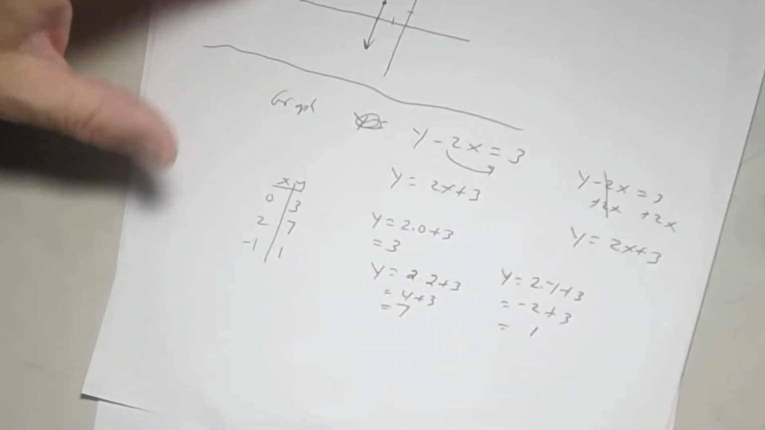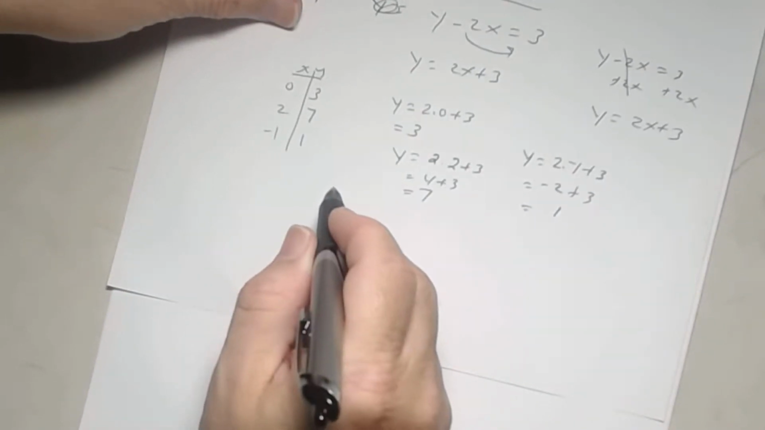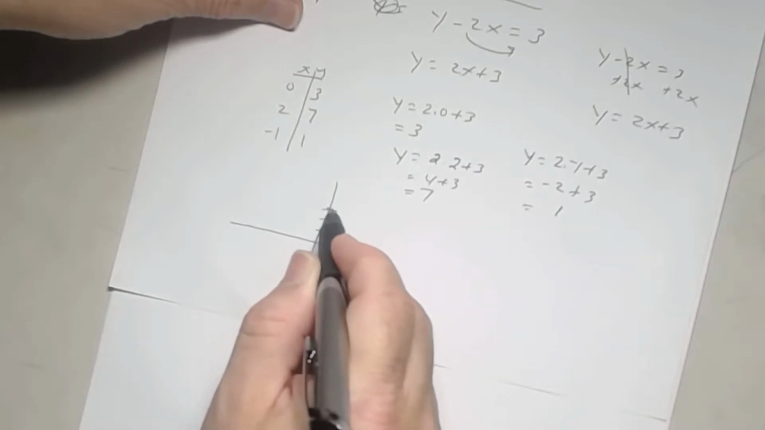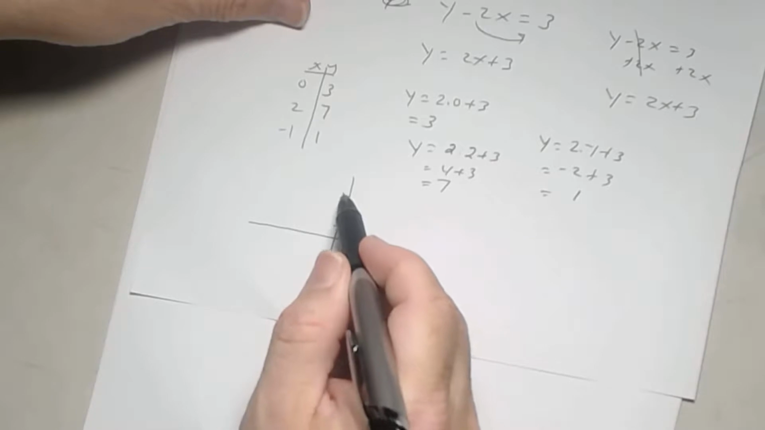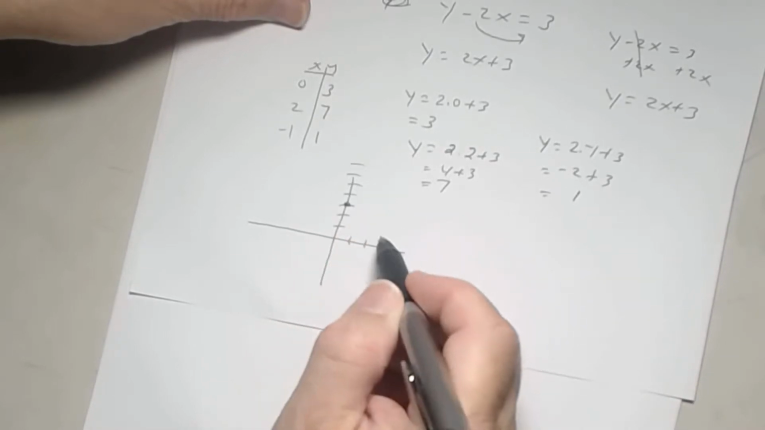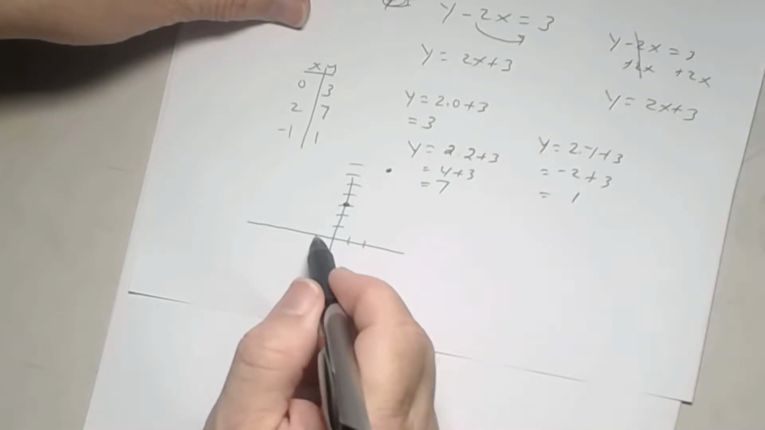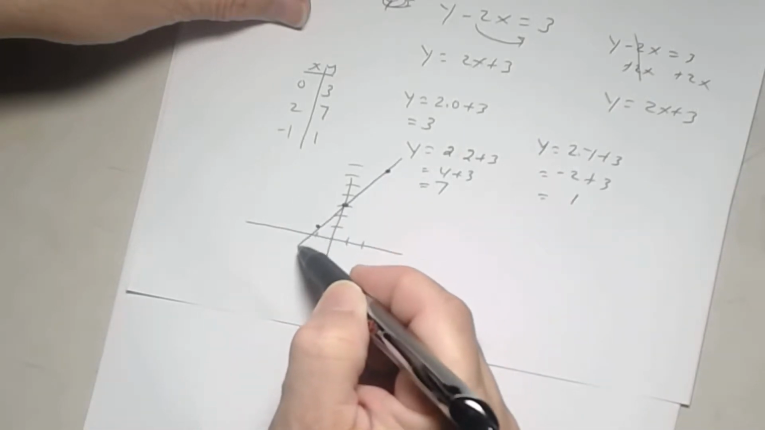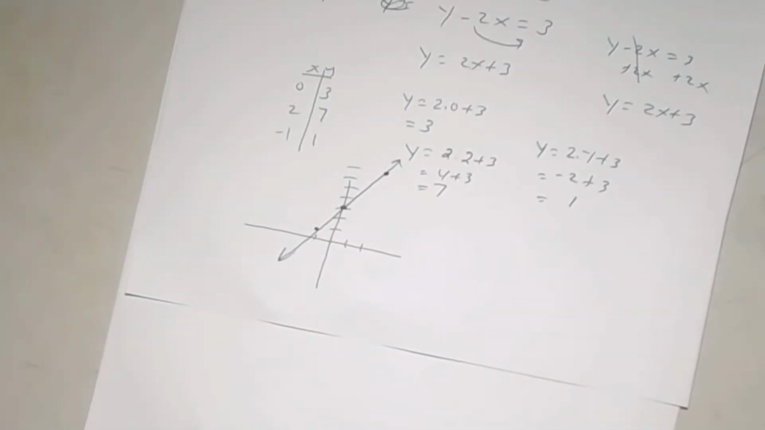All right. And so then you just plot those points. So 0, 3 is here. 2, 7, let's say it's here. And -1, 1 is here. And so you get this. All right. So any questions on graphing lines?